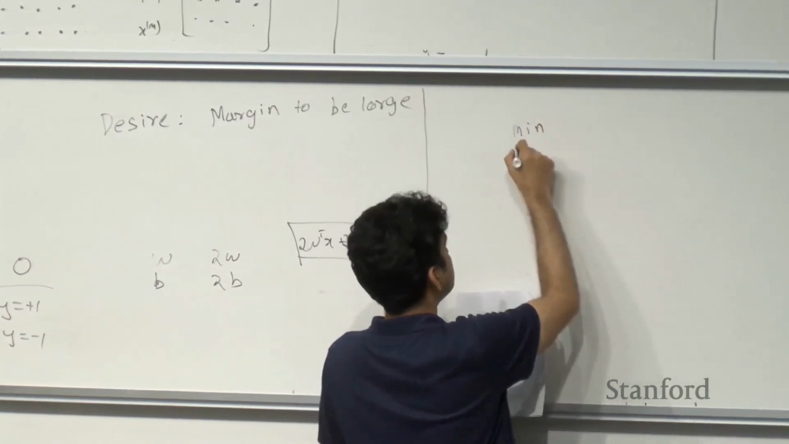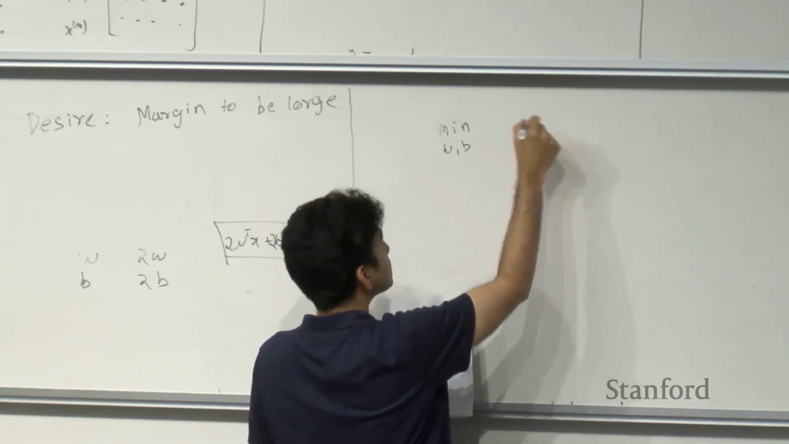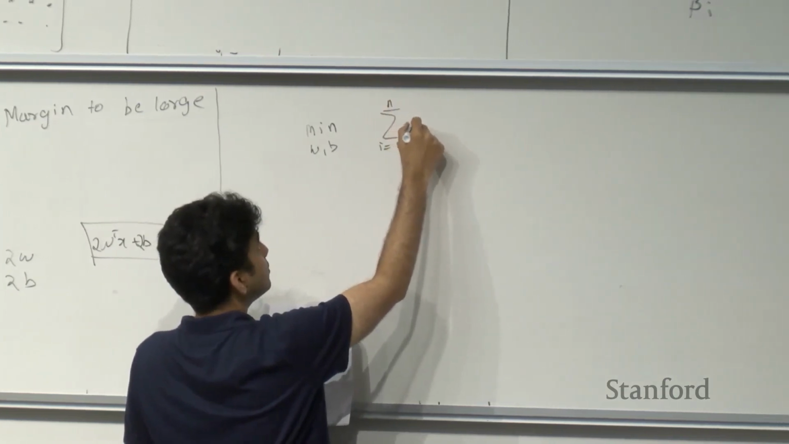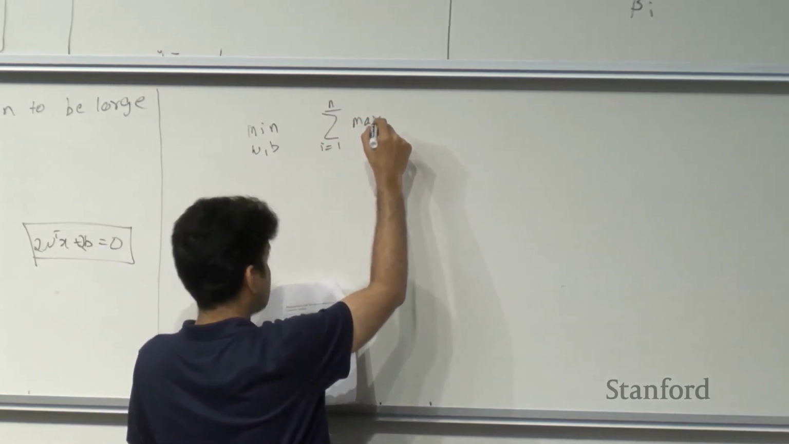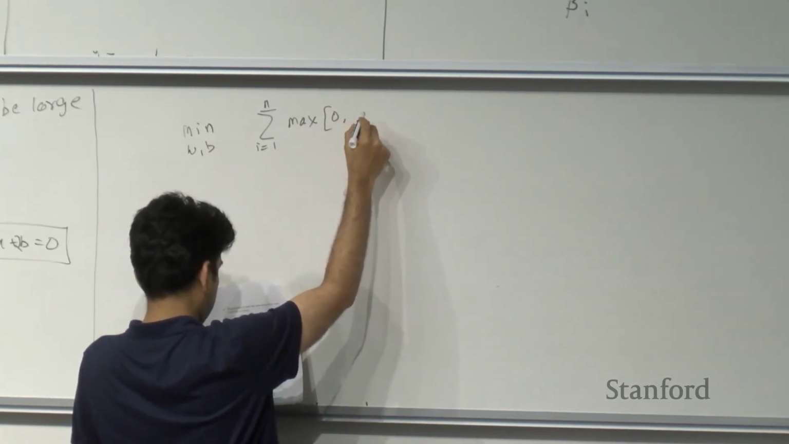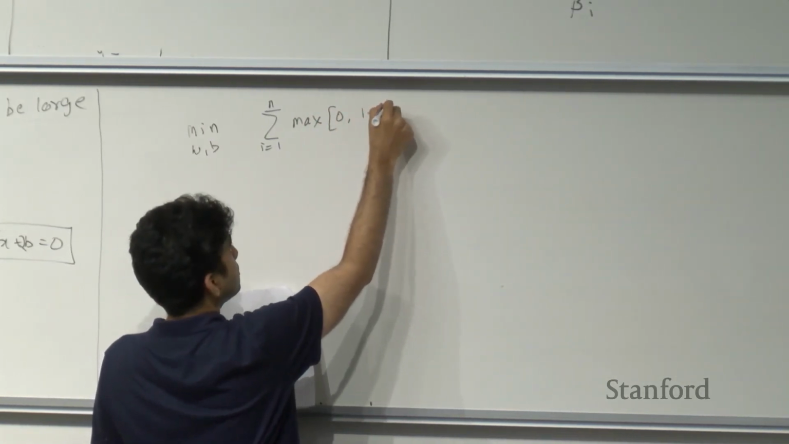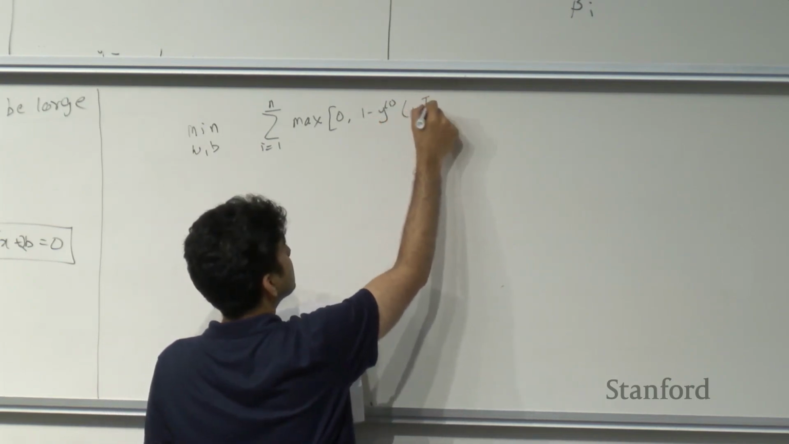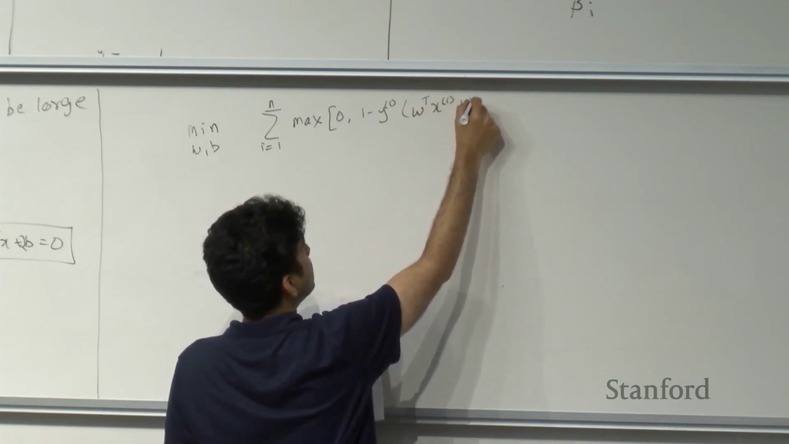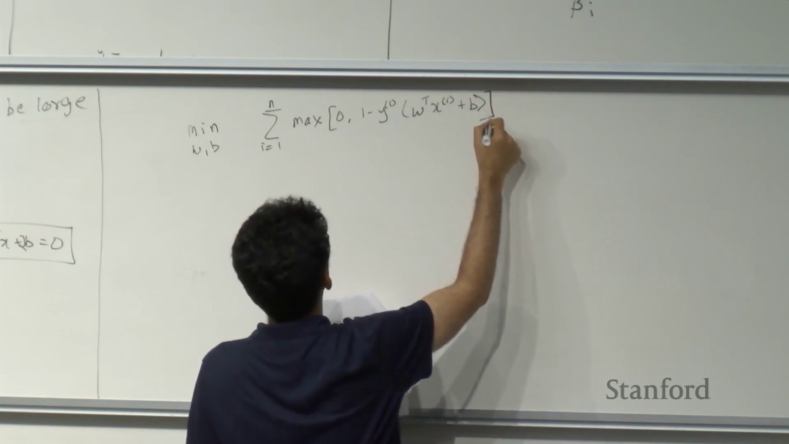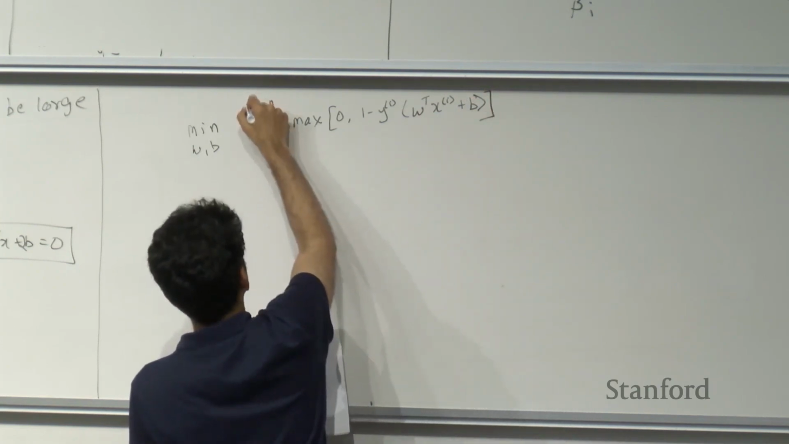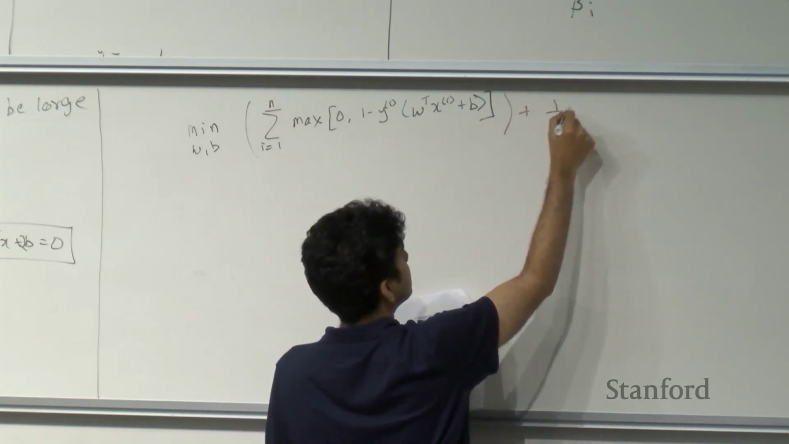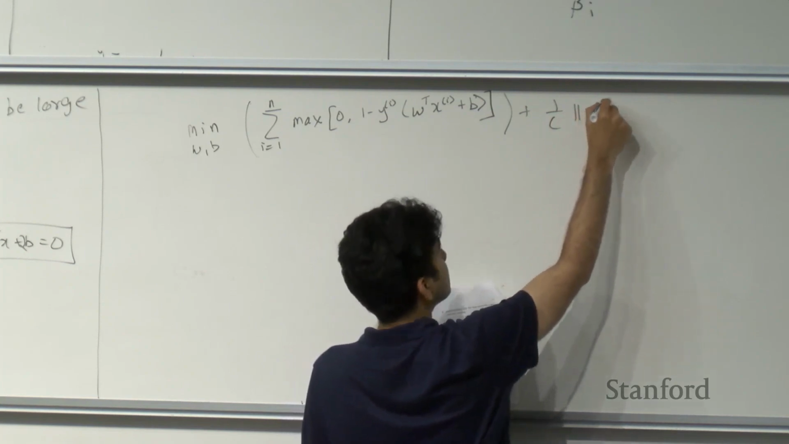Minimize with respect to w and b, the sum over i equals 1 to n of max(0, 1 minus yi times (w transpose xi plus b)), plus 1 over C times the norm of w squared.